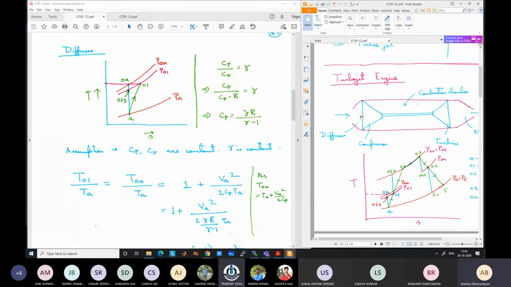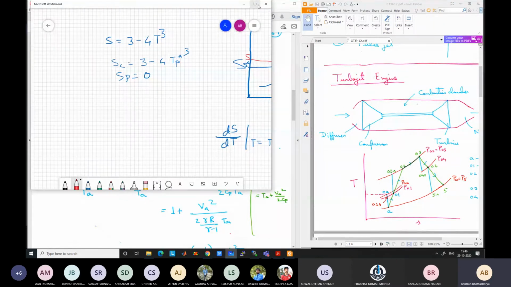Exit velocity is almost zero. Static temperature will be equal to T0A itself, right? Because of energy balance. Is it clear to everyone or is there any doubt? Let me write the first law. Okay, we are going slowly, but these things are important. Quickly, let me just write it. This should anyway be clear to you.